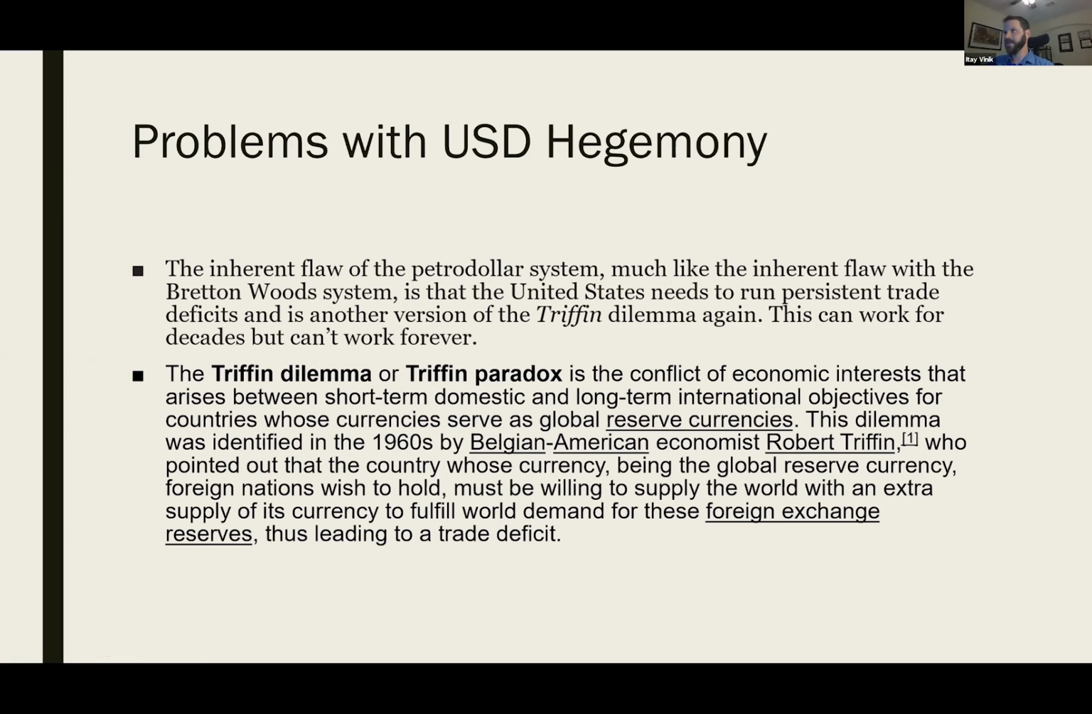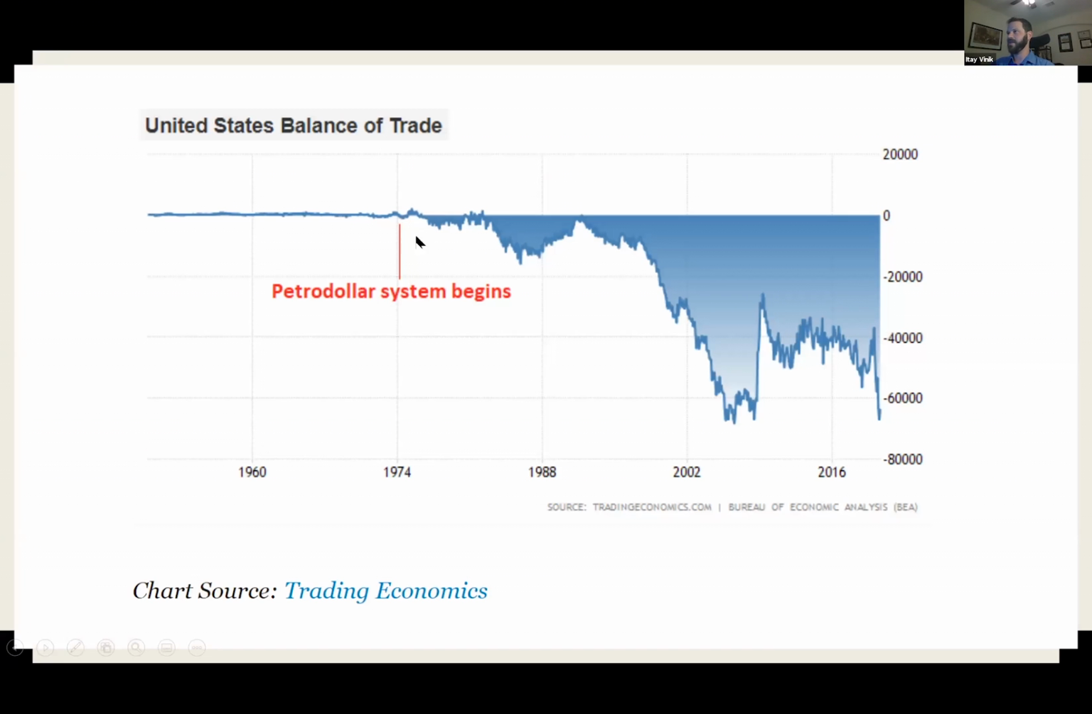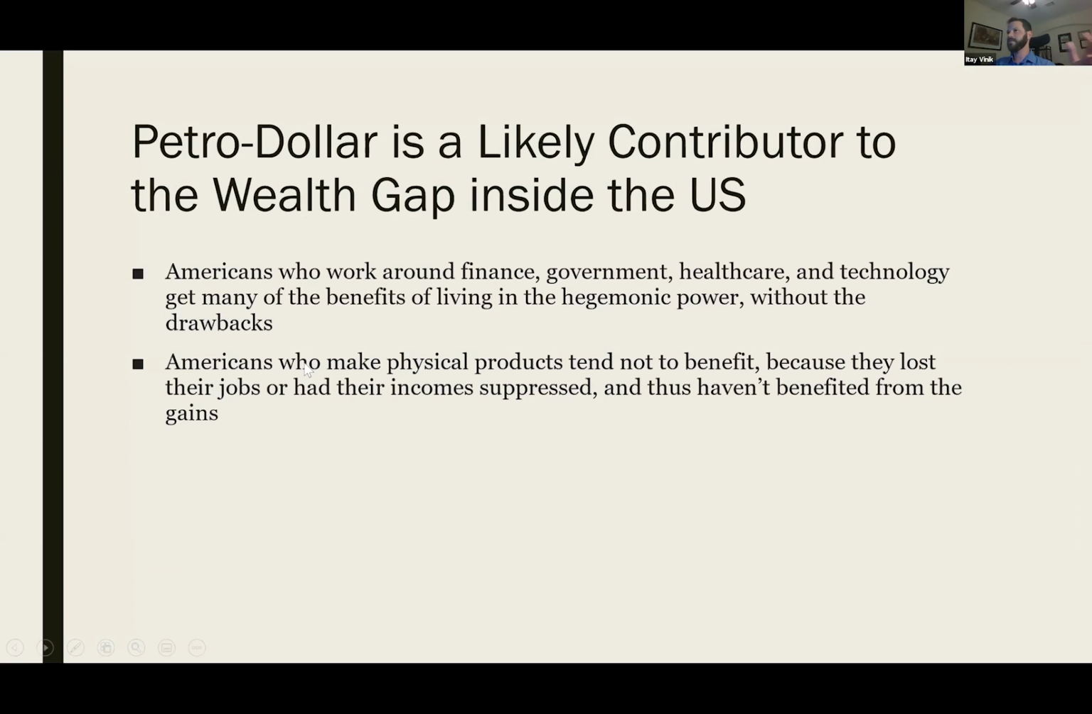Yeah, that's a really good way of saying it. So basically, as you said, demand for the US dollar puts the US in a constant trade deficit. And there we are since 1974, where the petrodollar system begins, the US starts running a massive deficit. So this is probably a contributor to the wealth gap in the US, as American exports become less competitive.